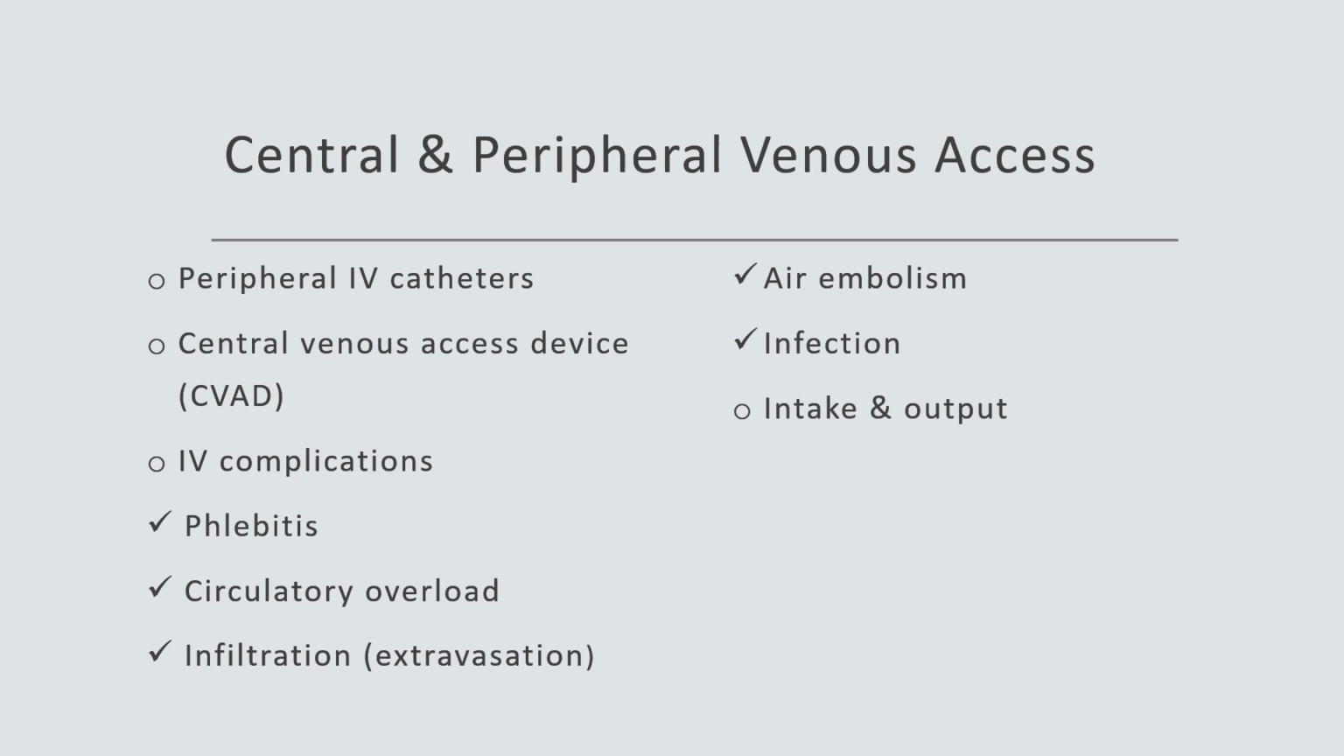A central venous access device is an IV that is placed into a large vein. These are long catheters with the tip placed into the central vein, usually the lower superior vena cava or the inferior vena cava. These are inserted percutaneously or surgically implanted to administer blood products, medications, fluids, and other therapies.